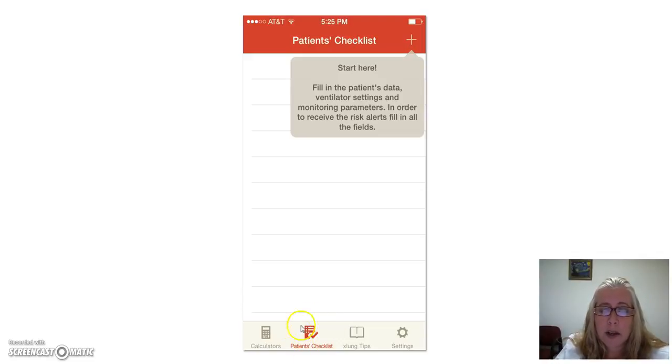So then the next part down here is patient checklist. Here we can actually enter in a specific patient's data, their ventilator settings and parameters, and it will let the student know if there are any risks or things that they need to be aware of, maybe things where one setting doesn't go with another, just something that should let them know that maybe there's a problem that they need to take care of.